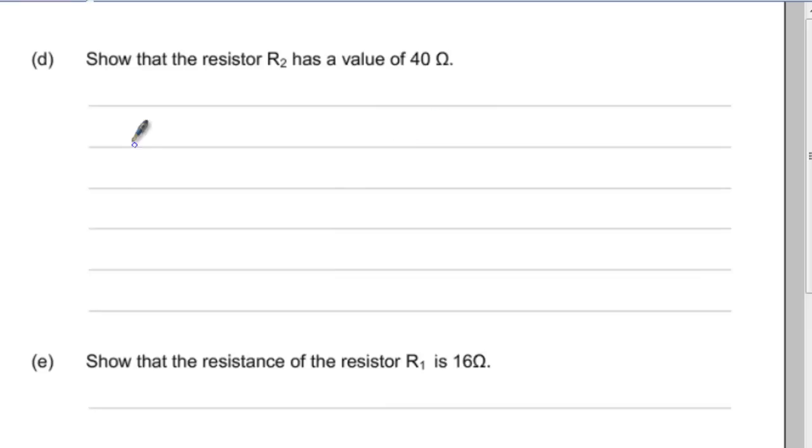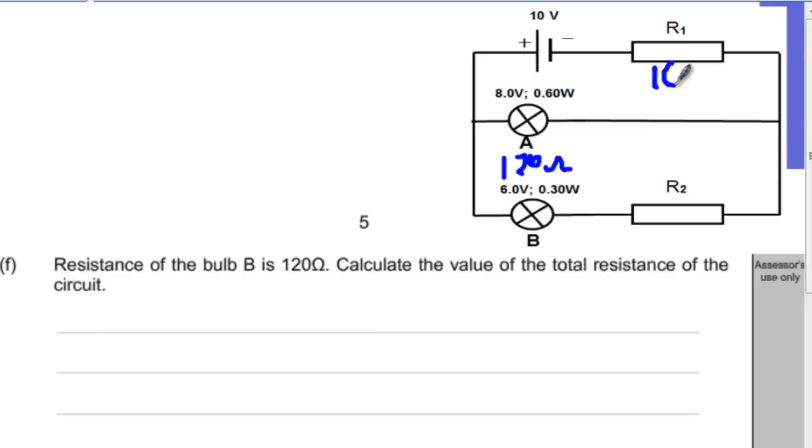If we look at question D, we can see that R2 is 40 ohms, and in question E, we can see that R1 is 16 ohms. We can see that we have all of the resistances in the circuit, except for this bulb here, bulb A. We need to work out what the resistance of this circuit is.